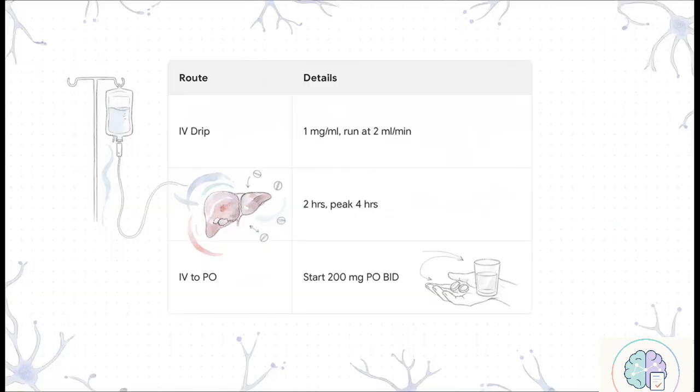If you're running a continuous drip or converting a patient to oral, the mixtures are highly specific. For the drip, you add 200 milligrams to 160 milliliters of IV fluid, using a 1 milligram per milliliter concentration, which you run at 2 milliliters a minute. For oral conversion, keep in mind it undergoes massive first-pass liver degradation. Because the liver chews up so much of it right away, oral doses need to be significantly higher. You actually start with 200 milligrams orally twice a day, and you can push that all the way up to a max of 2,400 milligrams a day.